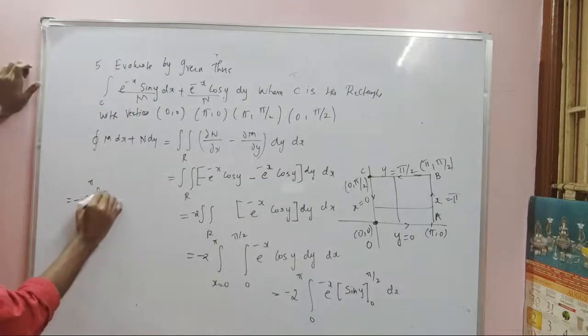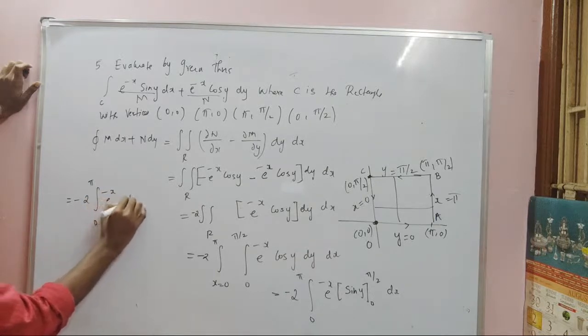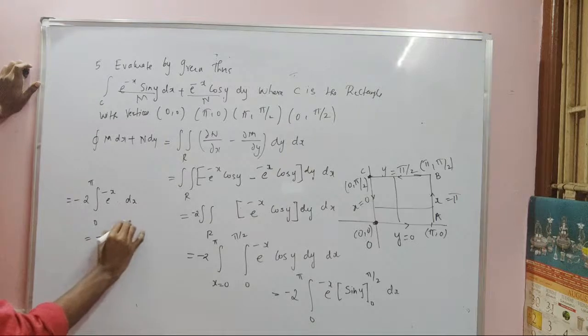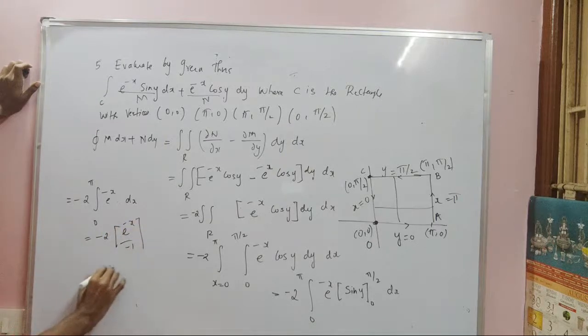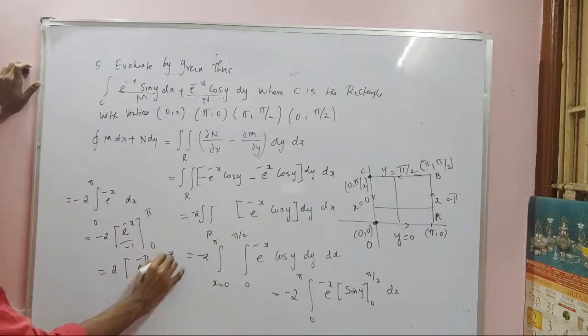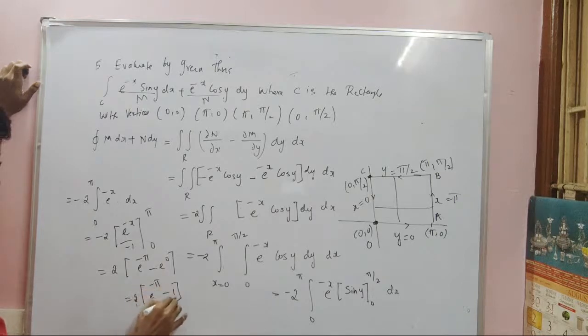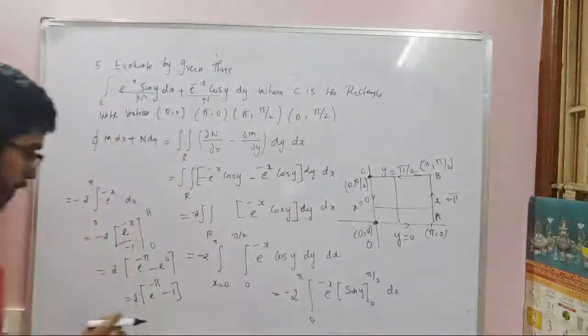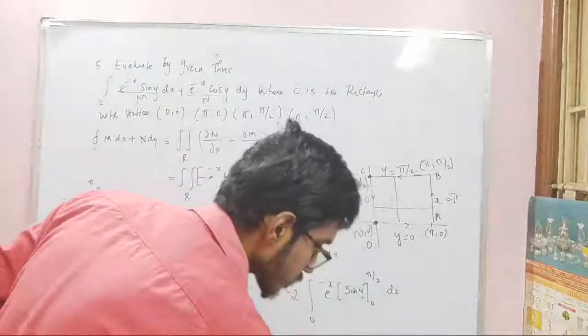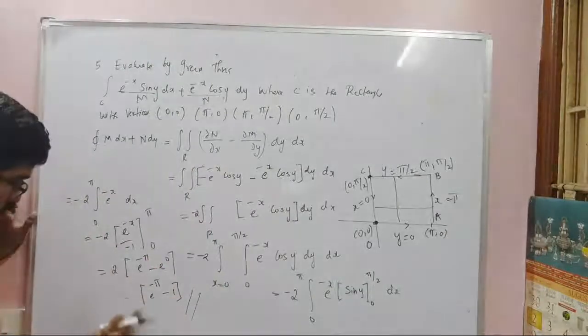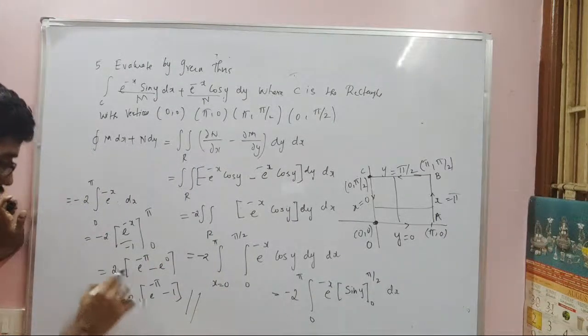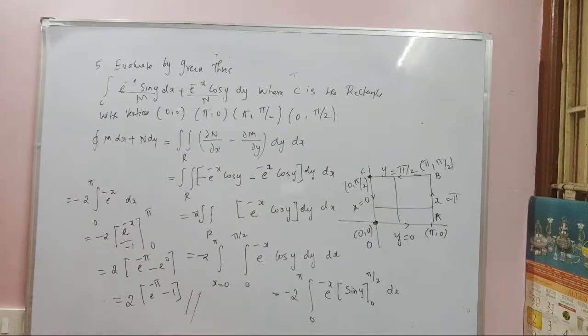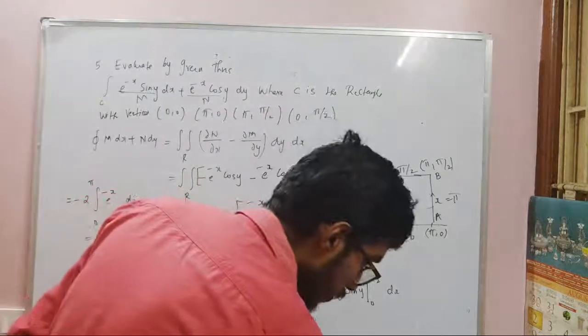So we have this equal to e power minus x, since sin pi by 2 is 1. If we integrate this, we will have e power minus x by minus 1. So this is nothing but 2 times, from 0 to pi, e power minus pi minus e power 0. So 2 times e power minus pi minus 1. So 2 times e power minus pi minus 1 is the required answer, right? We can see when you use Green's theorem, the problem will be very easy for you.